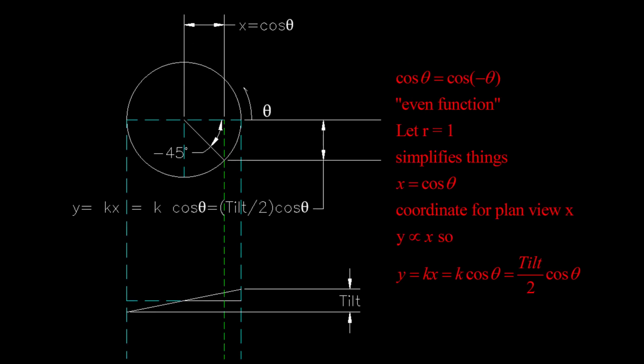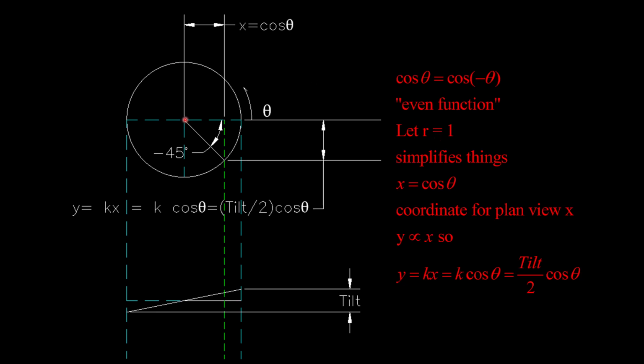In math speak, cosine function is an even function, meaning that cosine of, say, 10 degrees is the same as cosine of minus 10 degrees. That's convenient because if we set 0 for the angle here and we're looking at tilt, the tilt at this point, negative 45 degrees, for example, is the same as the tilt at this point, positive 45 degrees. Another simplification is to let r equal 1. You can always scale this up to any diameter you want.